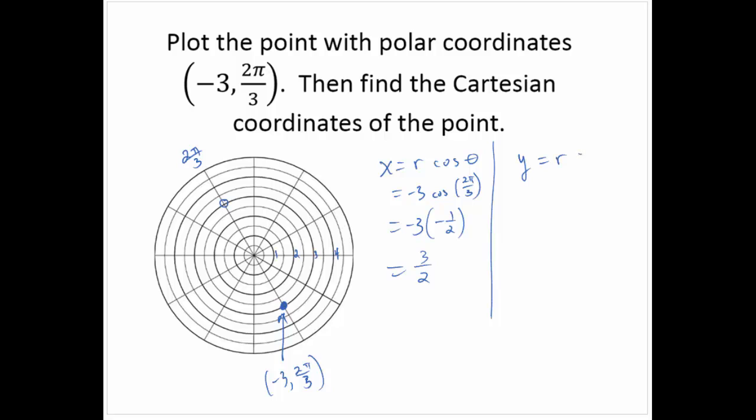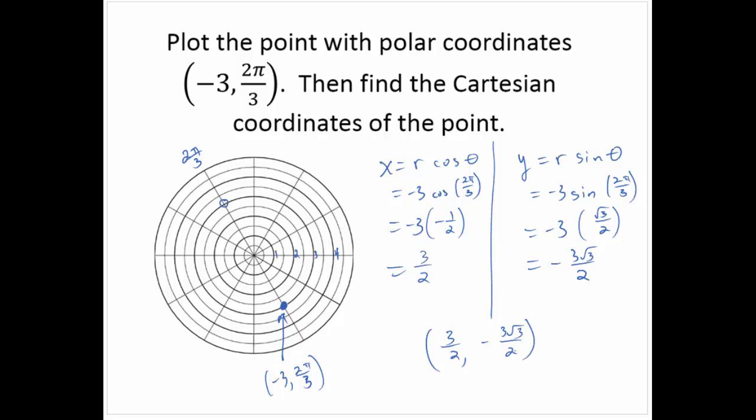The y coordinate is r sine theta. And so that would be negative 3 sine of 2 pi over 3. So that would be negative 3. The sine of 2 pi over 3 is the square root of 3 over 2. And so that would be negative 3 root 3 over 2. And so then the Cartesian coordinates of the point would be 3 halves, negative 3 root 3 over 2. And if we just look at the signs of those coordinates, it seems reasonable, because if we think of how our Cartesian system is, that would put us in the fourth quadrant, where the coordinates should be positive, negative.